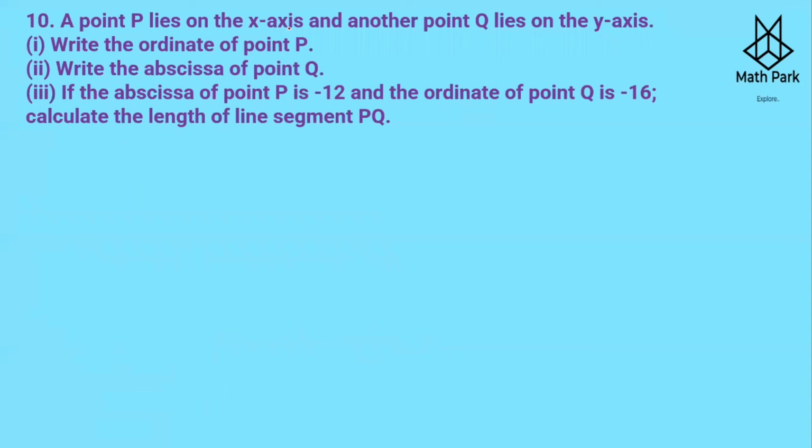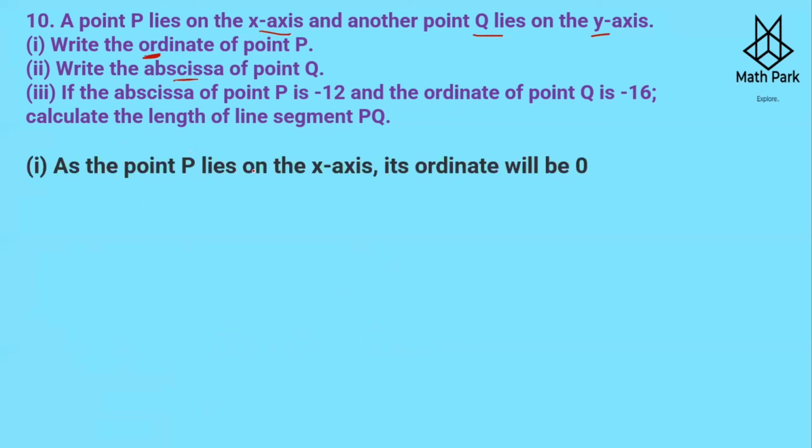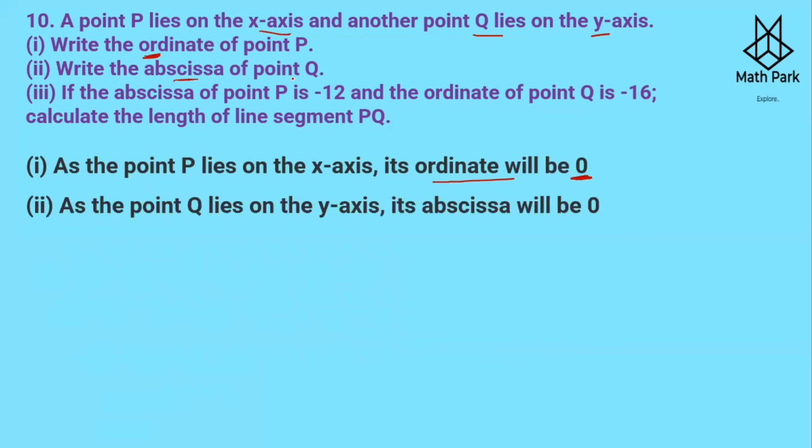A point P lies on x-axis and point Q lies on y-axis. Find the ordinate of point P. So ordinate is y-coordinate and abscissa is the x-coordinate. As the point P lies on x-axis, its ordinate, that is y-coordinate, will always be 0. And the abscissa of point Q: since point Q is lying on y-axis, the x-coordinate, which is called an abscissa, will always be 0.